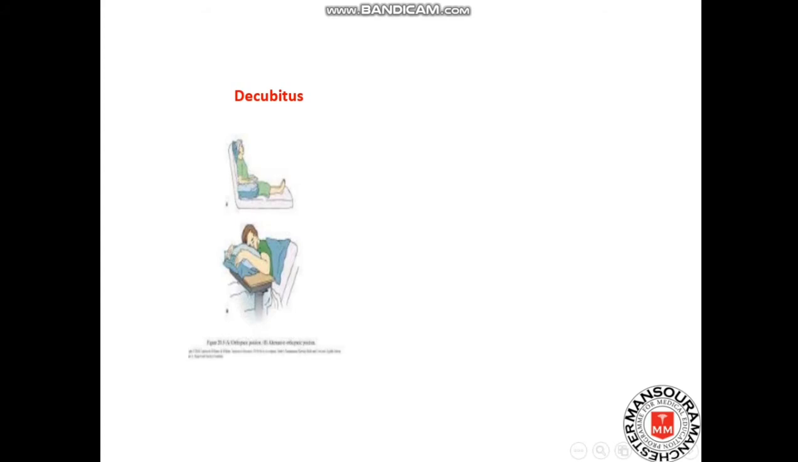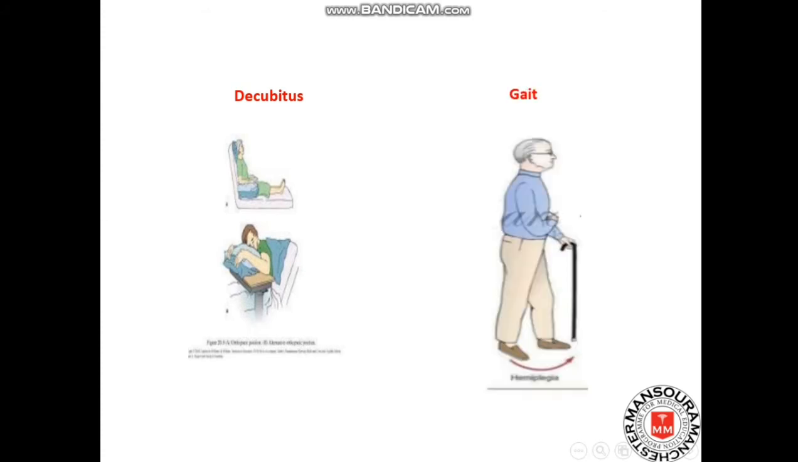How about decubitus? This patient is orthopneic, especially in cases of mediastinal syndrome or congestive heart failure, and this patient is leaning forward to avoid pain, especially in acute pancreatitis or pancreatic carcinoma, for example. And this gait shows circumduction gait in cases of hemiplegia.